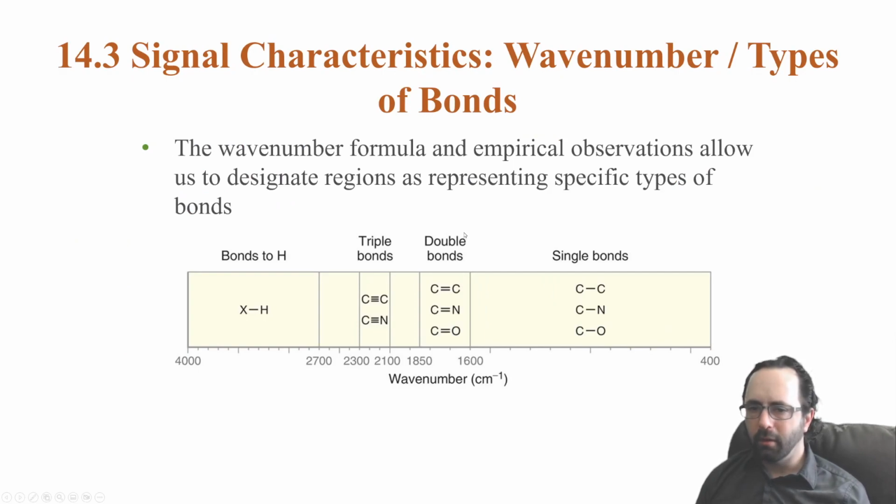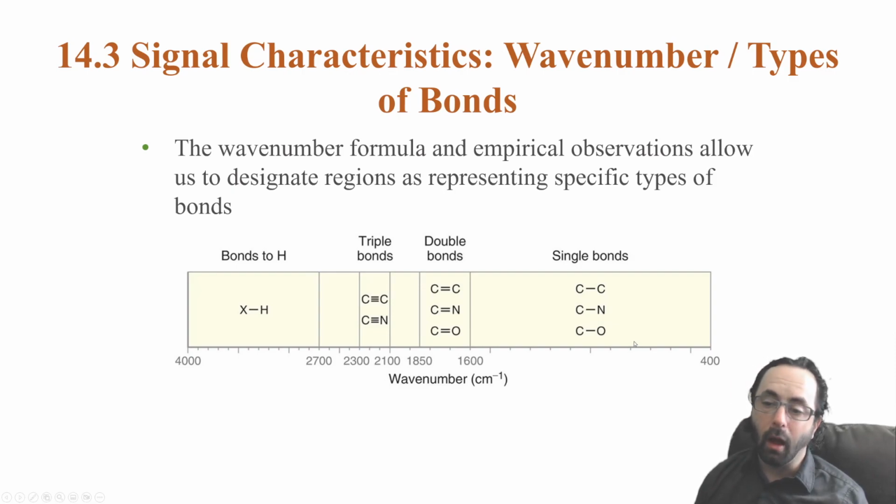First of all, the relative position by wave numbers depends on the strength of the bond. Short bonds to hydrogen tend to be the strongest and to vibrate at the highest frequencies. Triple bonds are stronger than double bonds generally, so they vibrate at a higher frequency, somewhere between 2100 and 2300. Double bonds are also stronger than single bonds, so they vibrate at a higher frequency than single bonds, about 1600 to 1850. And then finally, single bonds tend to be below 1600 in terms of wave numbers.